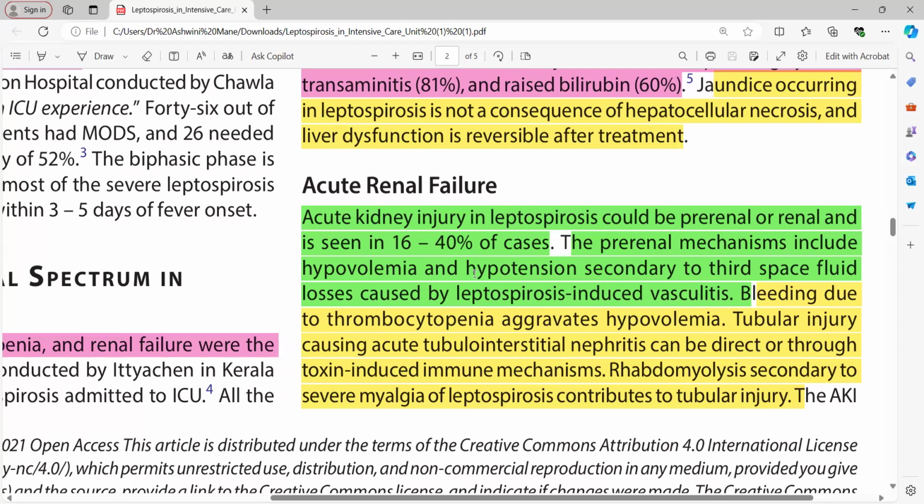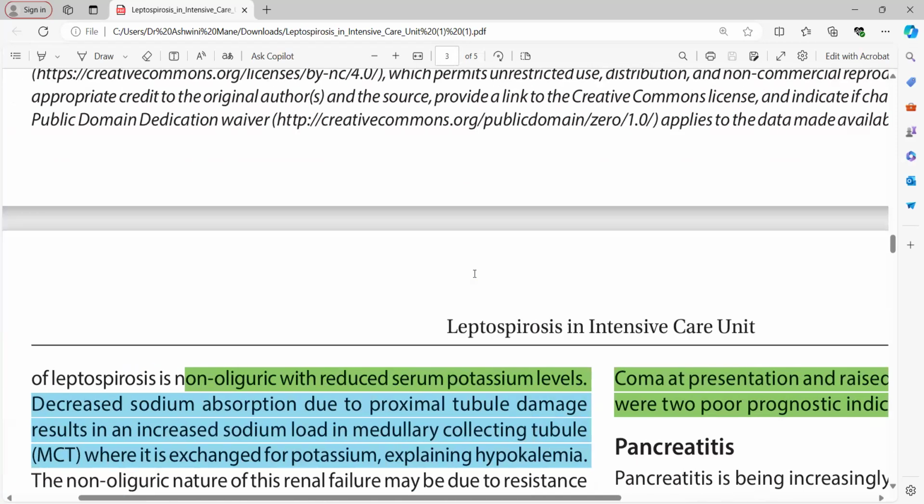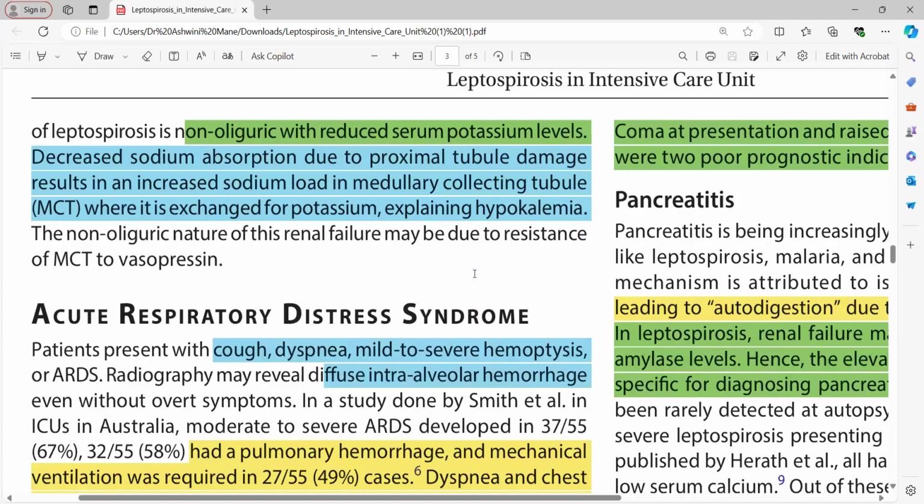Then tubular injury causing acute tubulointerstitial nephritis can be direct or through a toxin-mediated immune mechanism. Rhabdomyolysis secondary to the severe myalgia of leptospirosis contributes to the tubular injury. So, the renal failure in leptospirosis is non-oliguric with reduced serum potassium level. Decreased sodium absorption due to proximal tubular damage results in increased sodium load in the medullary collecting tubule where it is exchanged for potassium, explaining hypokalemia.